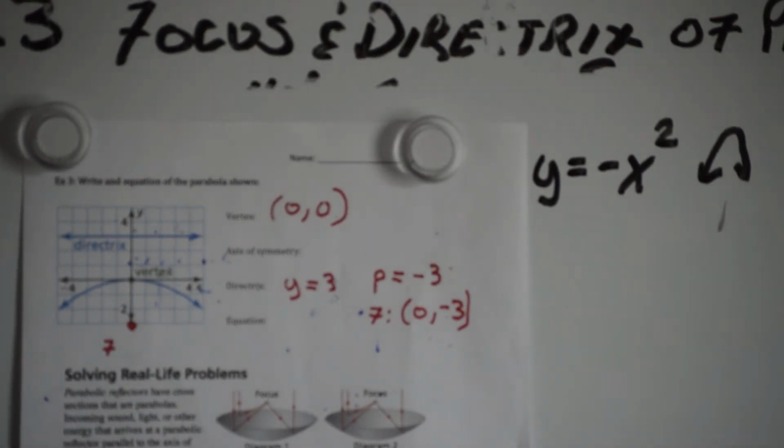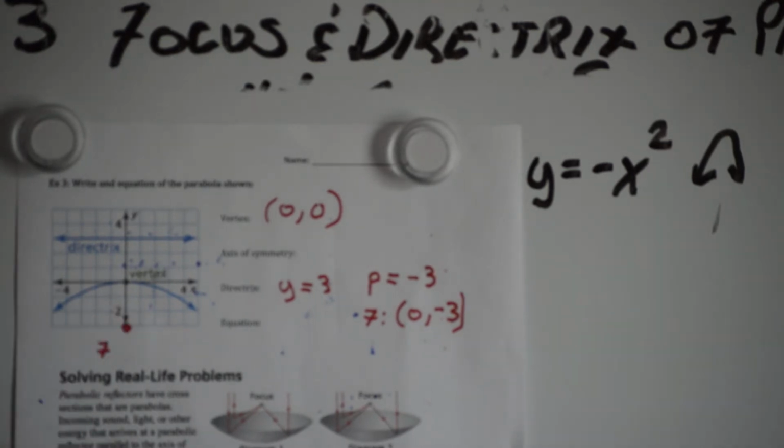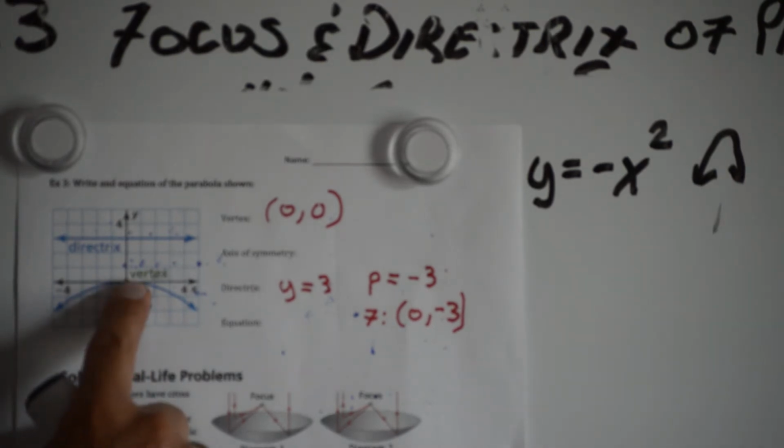Alright, I was being done that last example, guys. I forgot what we're doing. They wanted us just to find the equation. So everything is correct. My vertex was at 0, 0.